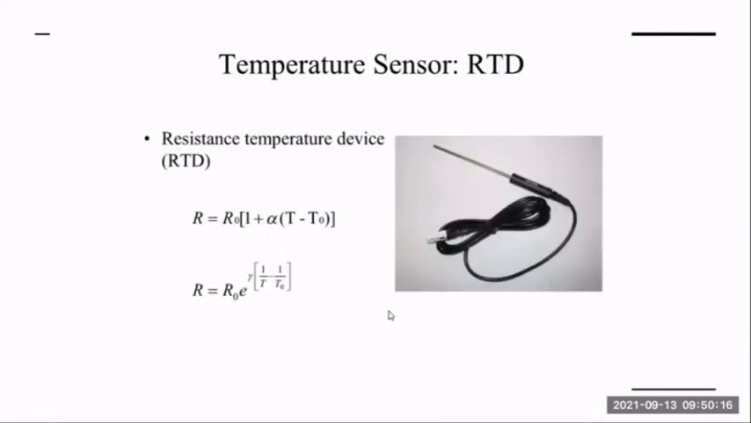Next, RTD, or resistance temperature device. We have this formula wherein the resistance of a metal changes due to temperature. This is the temperature coefficient. Again, the resistance of a metal changes with temperature, so it can go higher or lower depending on the temperature. This change in resistance is calculated and then calibrated to show the accurate temperature reading.